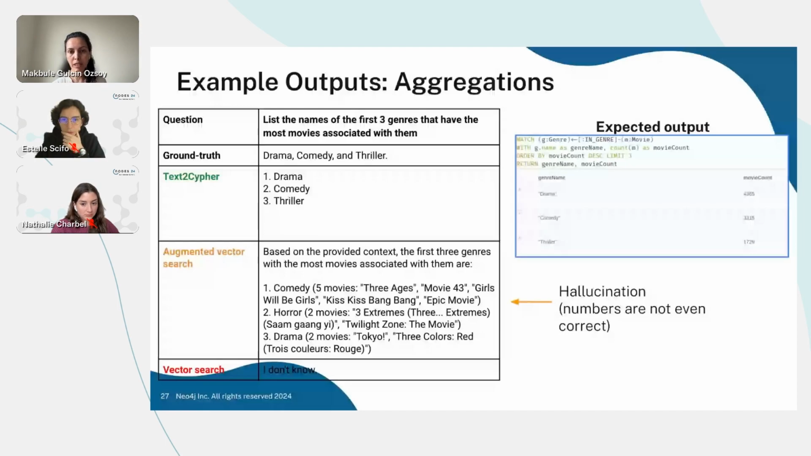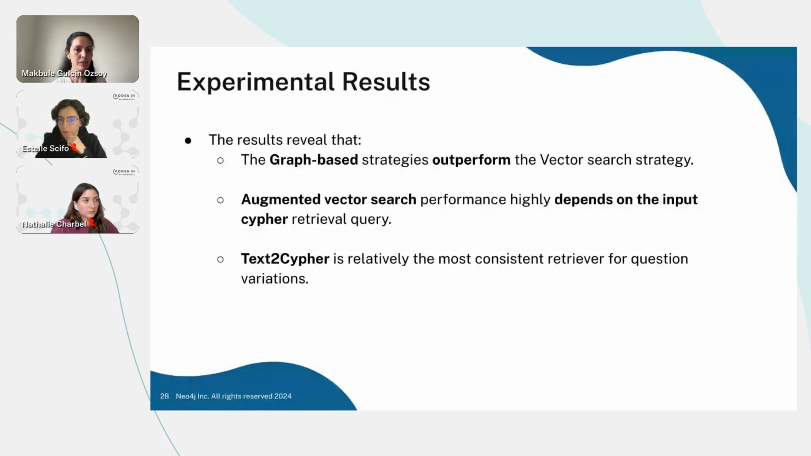So in short, what we have seen is that GraphRAG strategies are outperforming vector search results. Augmented vector search performance depends on the input of the Cypher retrieval queries. So if you have expert knowledge, if you are able to prepare the right Cypher queries, it can perform really well. Text-to-cipher, compared to the others, is a more consistent retriever. And for vector search, we can say that it is able to answer questions which are directly relevant to the properties of the nodes, but for others, it struggles.